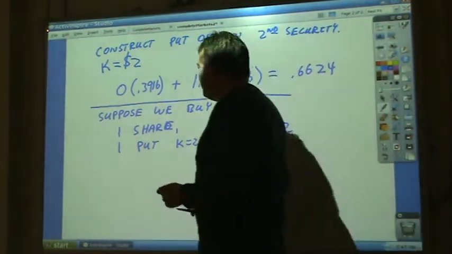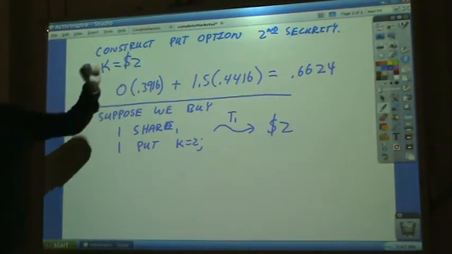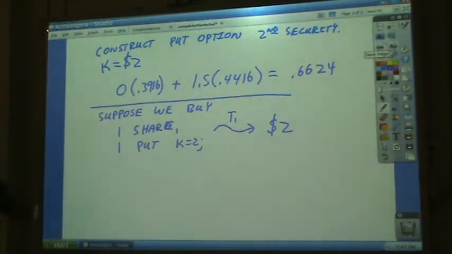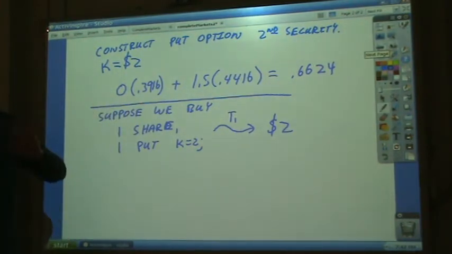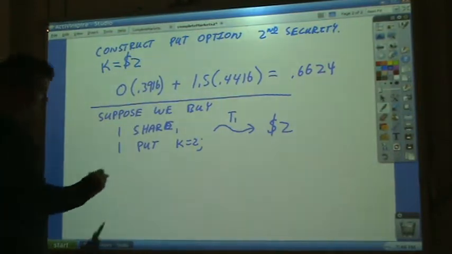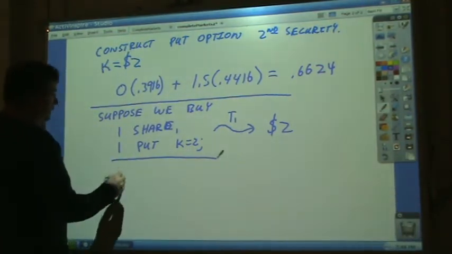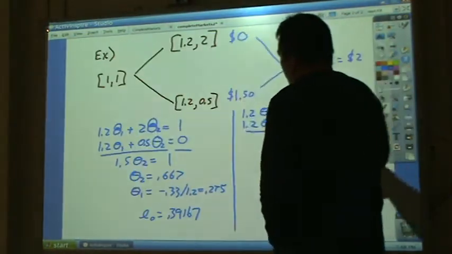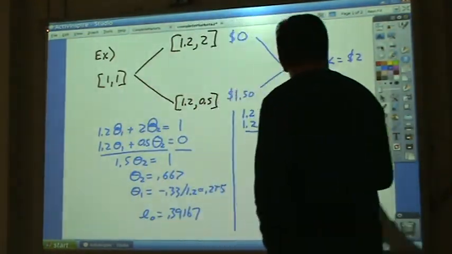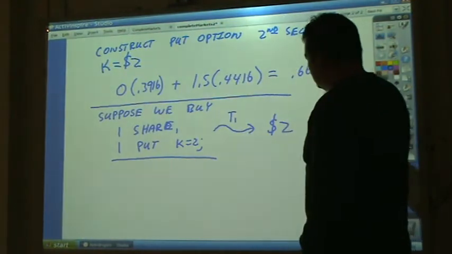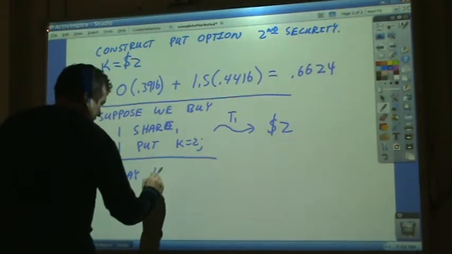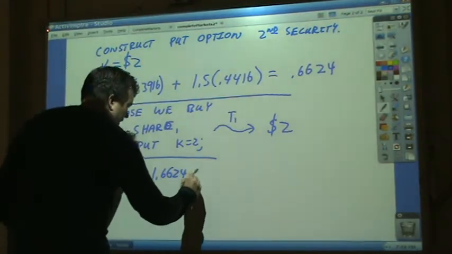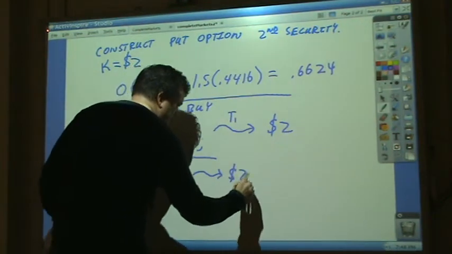So now the question I'm trying to solve is, what's the interest rate? Suppose you didn't see that 20% right off the board and you wanted to just calculate the interest rate. We could buy a share and a put, and 1 year from now we're going to get $2. What do we have to pay? How much is a share today? The share is $1, and the put, like we said, is 66 cents. So we pay $1.6624, and 1 year from now we'll get $2, guaranteed.